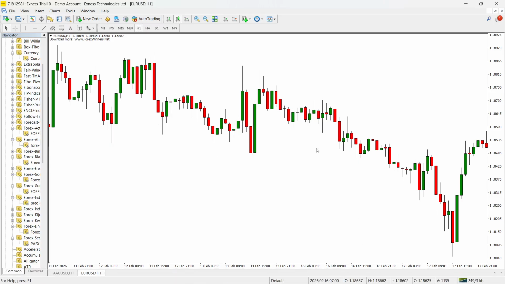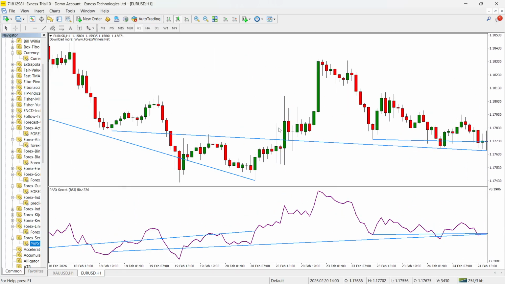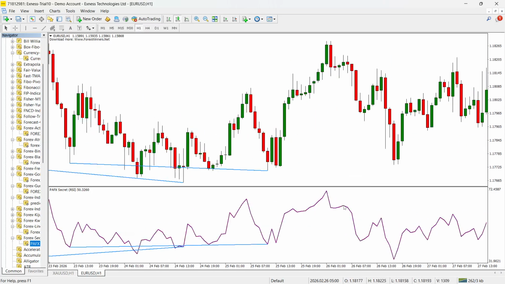At this point, I'll load the indicator on the chart so you can see how it looks in real time. Remember to allow the DLL imports, and there we have it. As you can see, the Forex Secret Signal Indicator presents its output both directly on the chart and in a separate sub-window as clear buy and sell indications that are tied to the current trend environment defined by its rules.